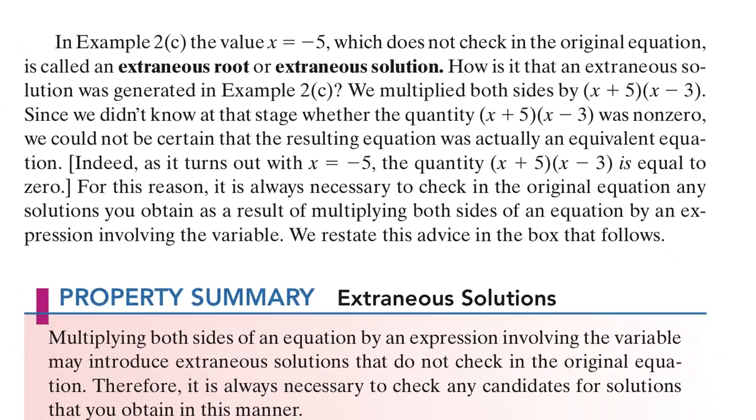So in example 2c, what we just did, x is equal to negative 5, which does not check in the original equation, is called an extraneous root or extraneous solution. How is it that an extraneous solution was generated in example 2c? We multiplied both sides. We didn't know at that stage that the quantity was non-zero. We restate this advice in the box that follows.